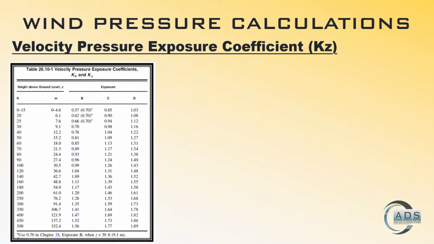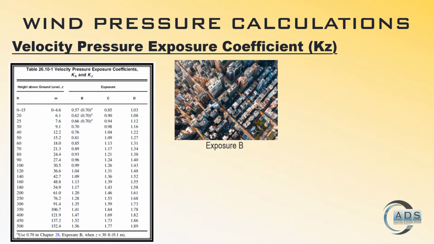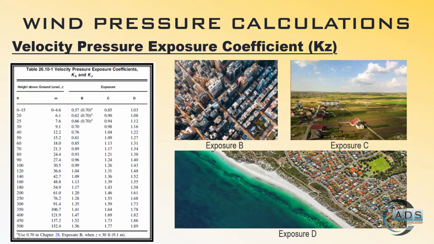Now let's discuss the exposure category. Exposure B is defined as the site at which buildings and structures are closely spaced as shown in the picture. Exposure C is defined as the site at which buildings and structures are very far away, like open terrain, as shown in the picture. Exposure D is defined as the site at which buildings and structures are at a distance of less than 2 kilometers from the seashore line.